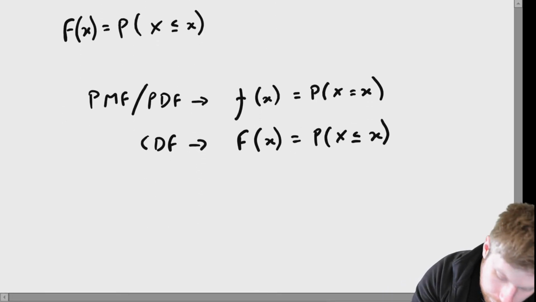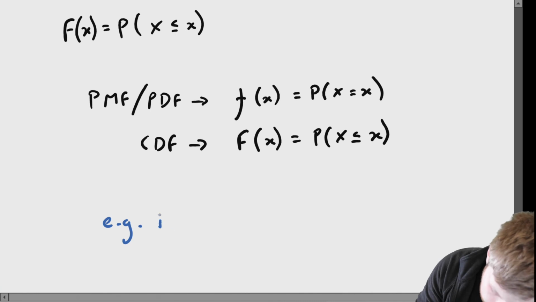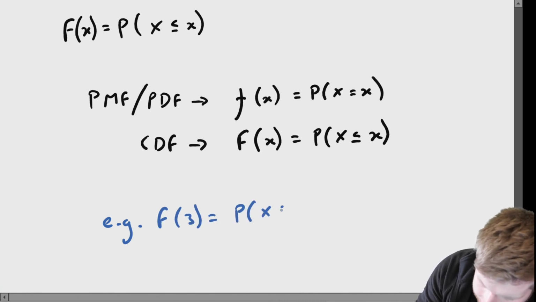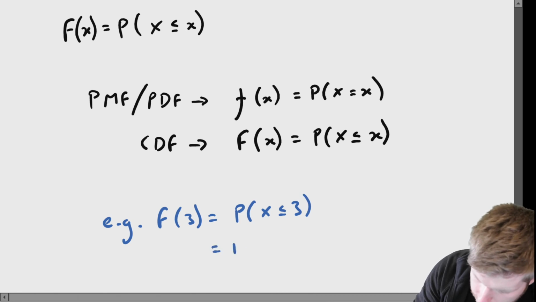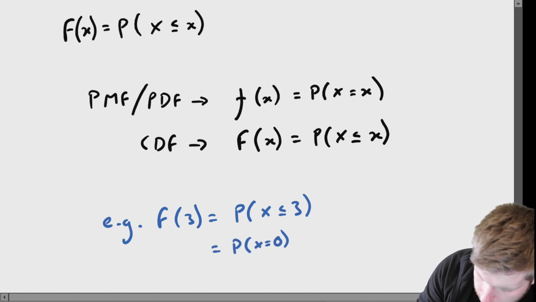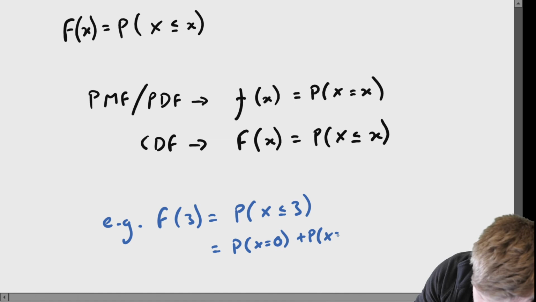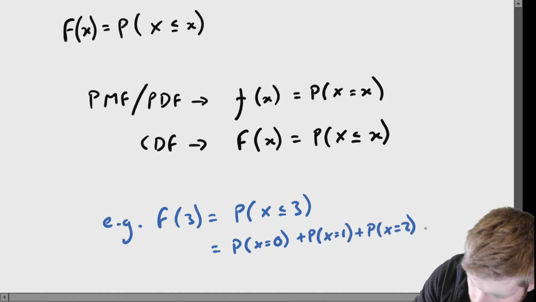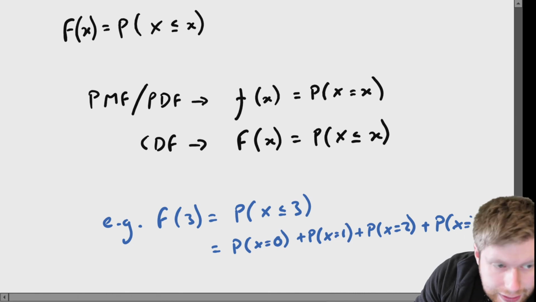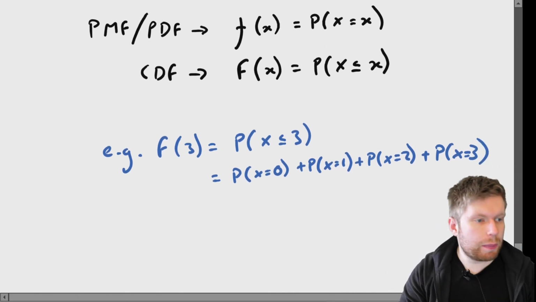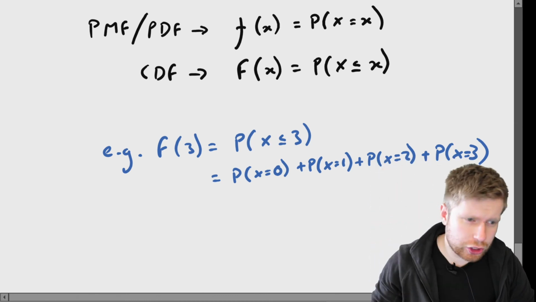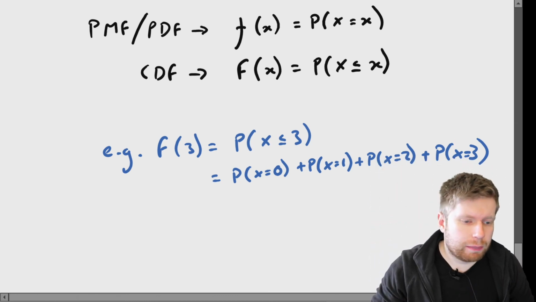So for example, if I asked for F of 3, that would simply be the probability that x is less than or equal to 3. In other words, the probability that x is equal to 0, plus the probability that x is equal to 1, plus the probability that x is equal to 2, plus the probability that x is equal to 3. So that would be the example of the CDF, the cumulative distribution function, for F of 3.